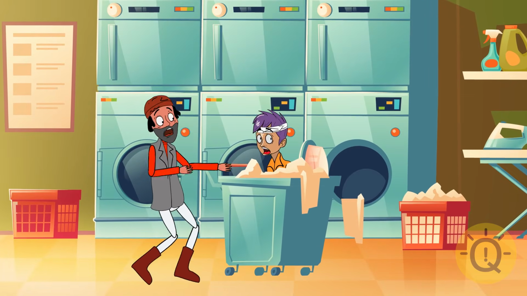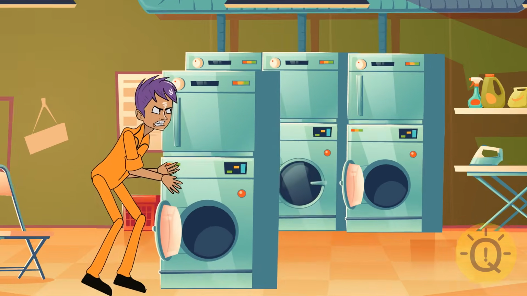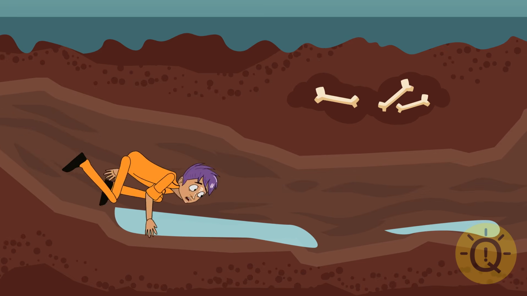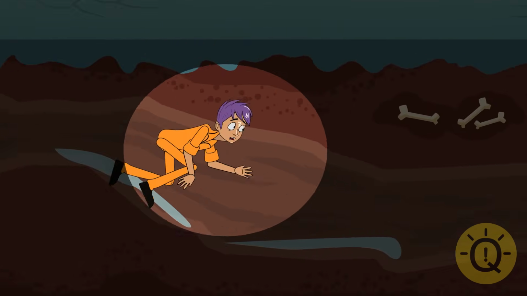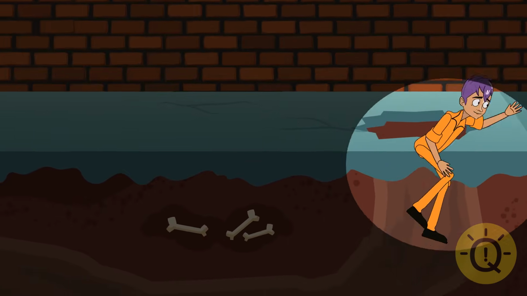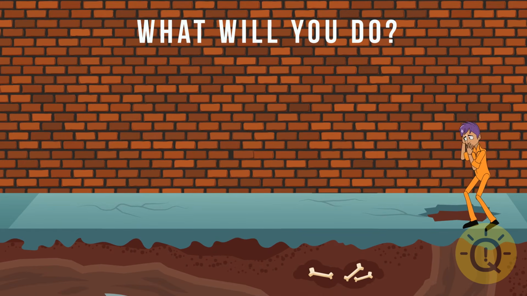You have some money, remember? You can pay for his silence. You move one of the washing machines and find a hatch under it. You climb inside and walk through the tunnel. It's very cold, wet, and dark here. Finally, you reach a small room. There are no windows and doors, only brick walls. What will you do? You can't go back.